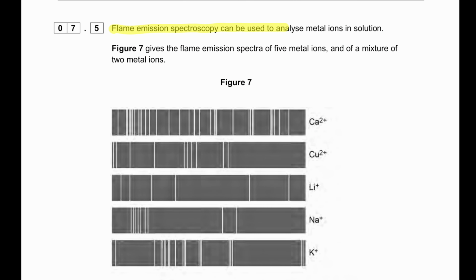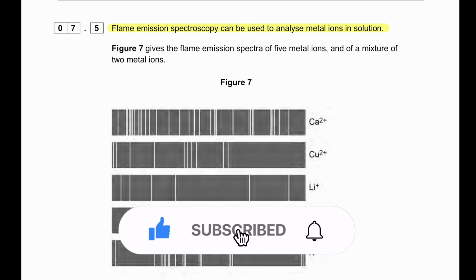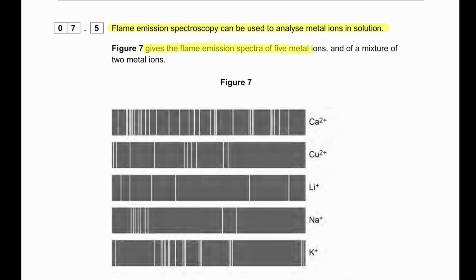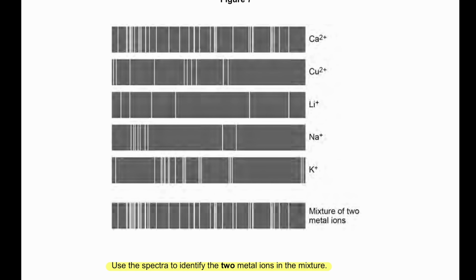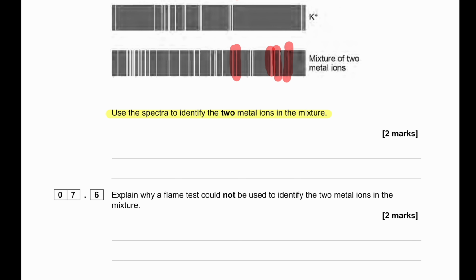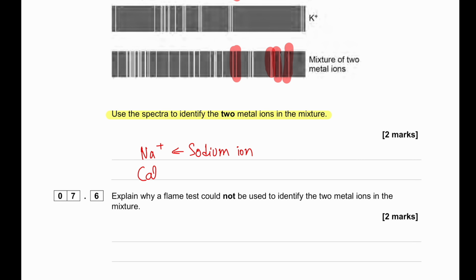Flame emission spectroscopy can be used to analyze the metal ions in solution. Figure 7 gives flame emission spectra of 5 metal ions and a mixture of 2 metal ions. Use the spectra to identify the 2 metal ions in the mixture. So we can see, first of all, the calcium ion spectra easily match with the mixture of the 2 metals. And the other one that we get a clear band for is the sodium ion emission spectra, which directly matches with the mixture of 2 metal ions. So we can conclude that there are sodium ions and calcium ions.